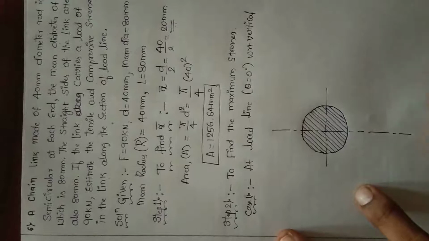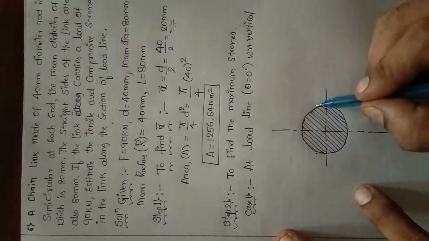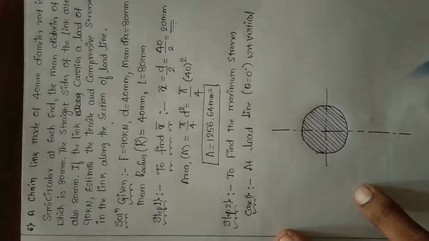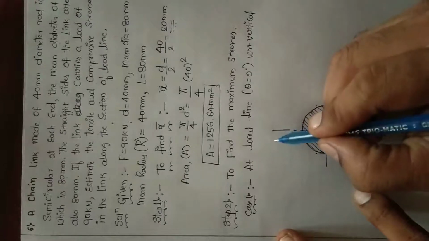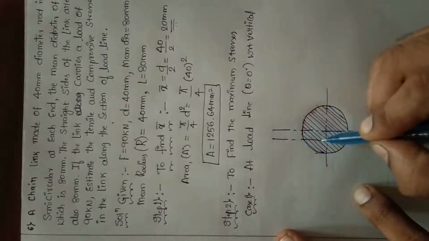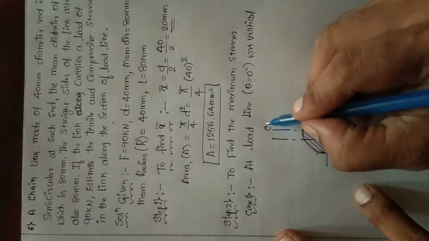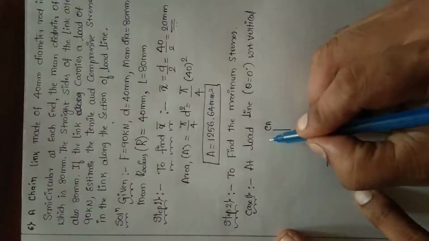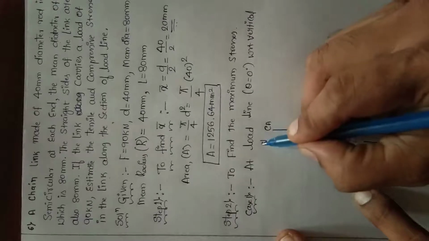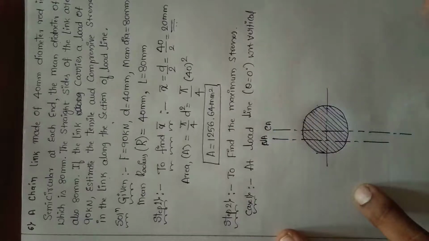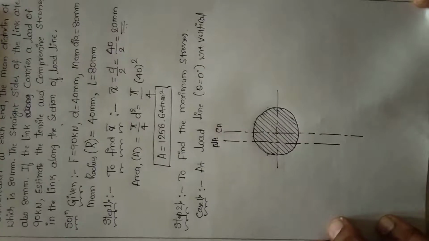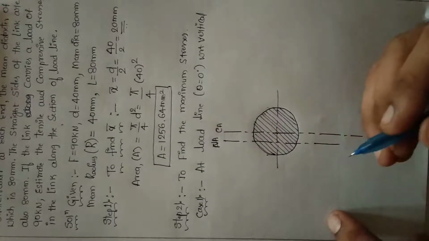Now I am considering this as the inner fiber and this as the outer fiber. The neutral axis should always be nearer to the inner fiber. So I will consider this as the neutral axis, and this is the centroidal axis. Okay, fine.